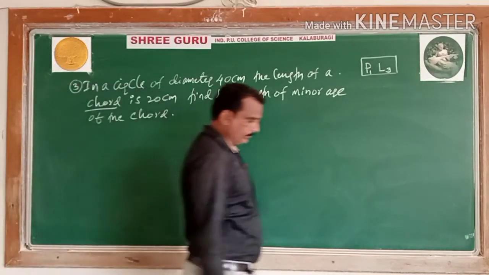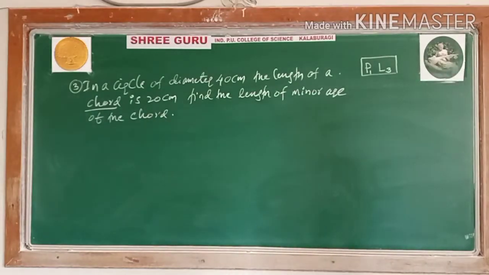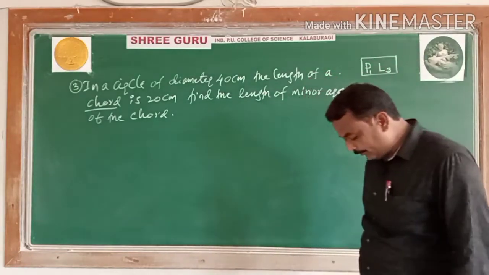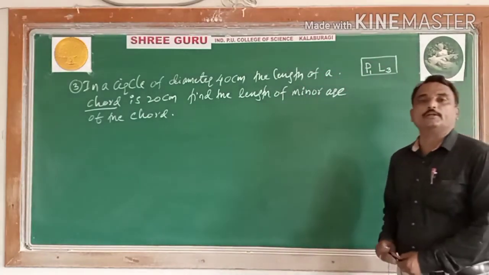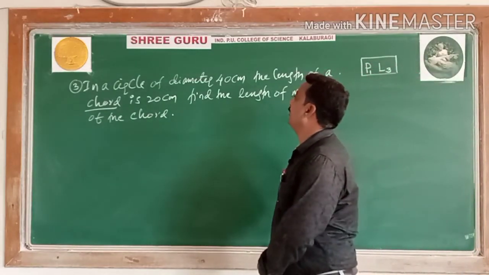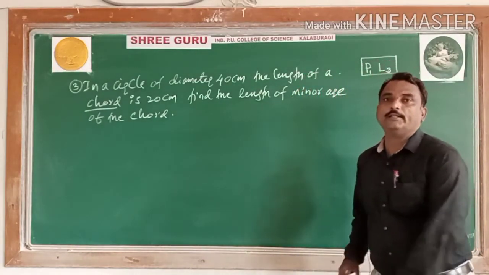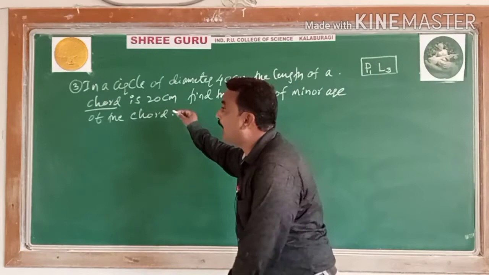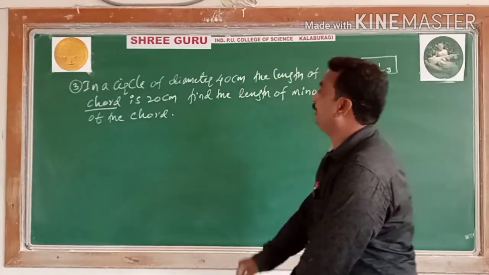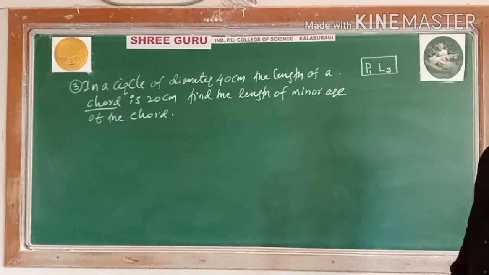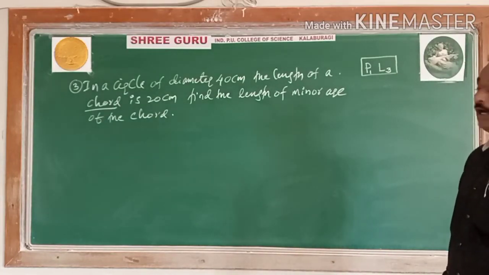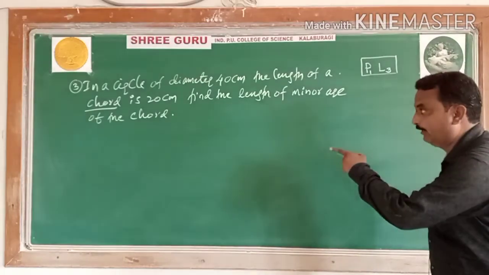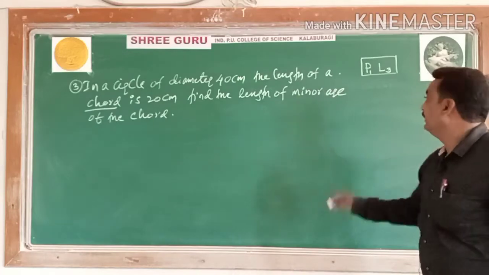Try to read the question, students. See what is given here. In a circle of diameter 40 centimeter. What is the diameter of the circle? 40 centimeter. Using this diameter you will get the radius easily: r is equal to 40 by 2. The length of a chord is given, 20 centimeter. Find the length of the minor arc of the chord. Is the angle given here? No. You have to calculate the angle first, and then the length of the arc.